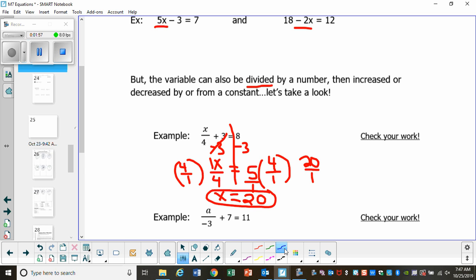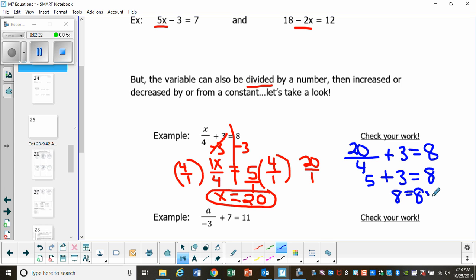So how do we check a problem like this? We just replace x with 20. So 20 divided by 4 plus 3 should equal 8. So we are again going to have to remember PEMDAS. PEMDAS says to divide first. So 20 divided by 4 is 5, and 5 plus 3, second operation add, is in fact 8. So since 8 equals 8, check.